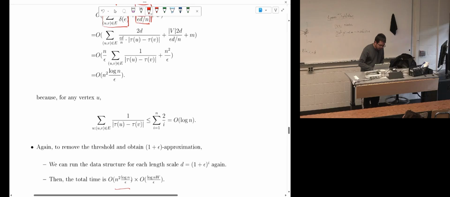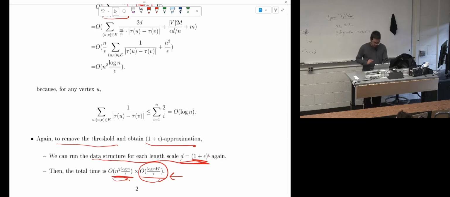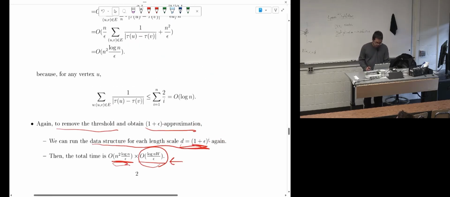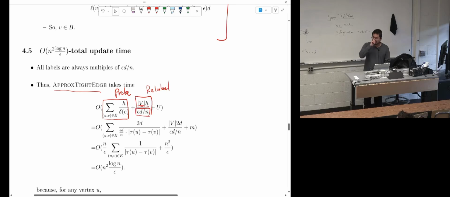And if you want to remove the threshold and obtain the approximation, you still need to pay. Just run the data structure for every scale d, for d equals 1 plus epsilon to the i, and this will create this many data structures. So the total running time is this one that we get multiplied by this one. Okay, so that's simple. Question about this?